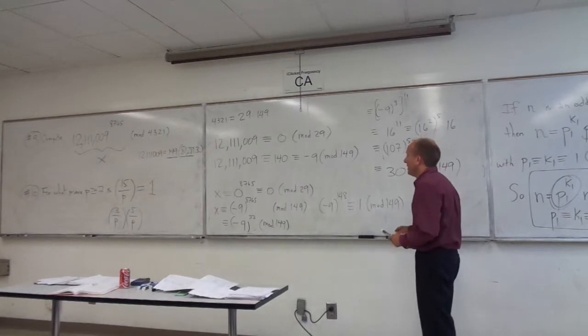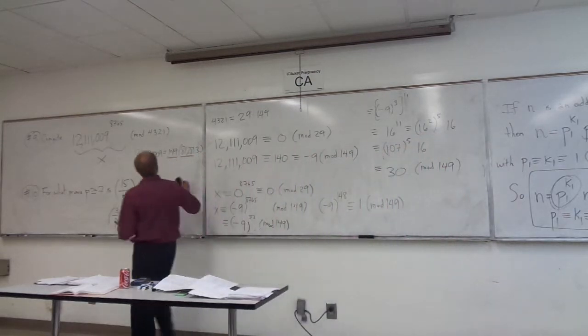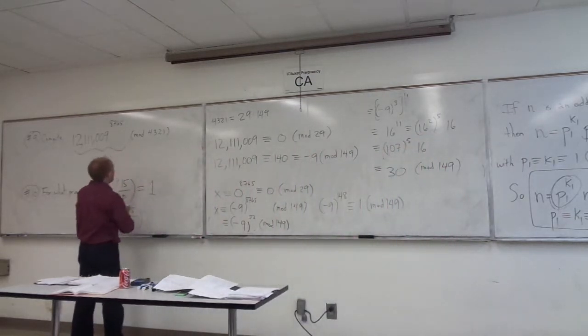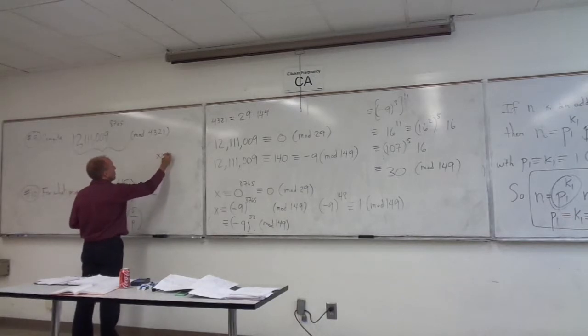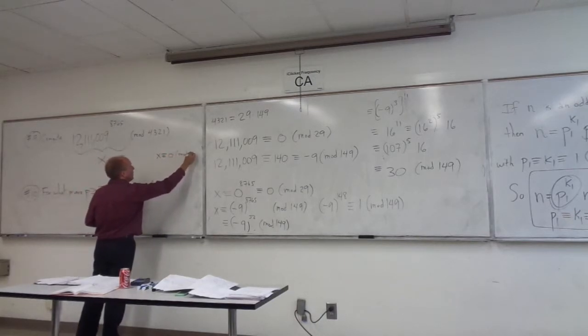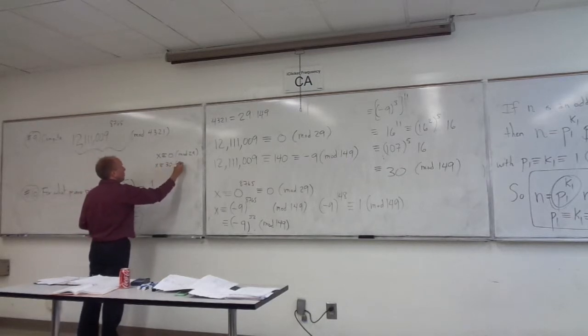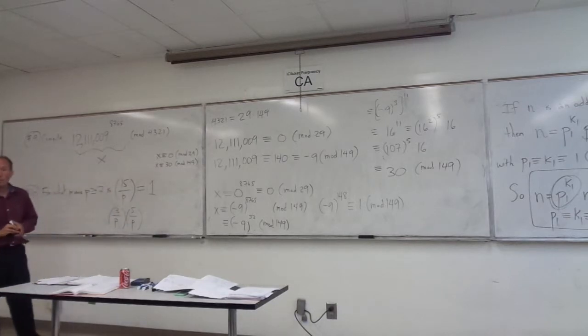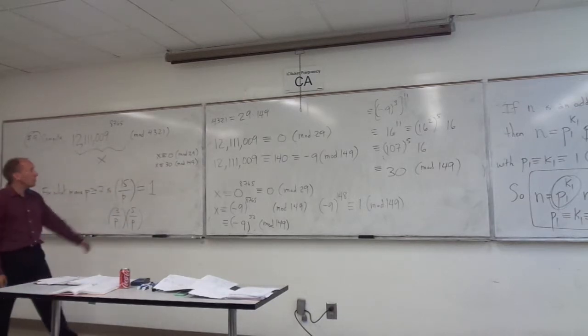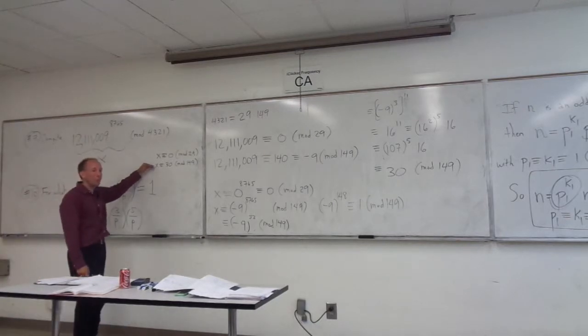Everybody can blame me. That's right. So then that means that our value for x is congruent to 0 mod 29, and it's congruent to 30 mod 149. So you have a little system to solve. It is 30? I just wanted to check. 30 for the second one? Yeah. Okay, good. I just wanted two people to agree. So I've got to be in pretty good shape.